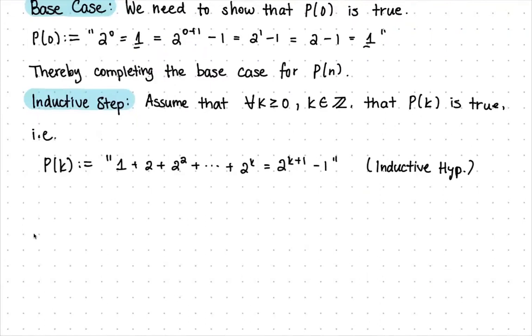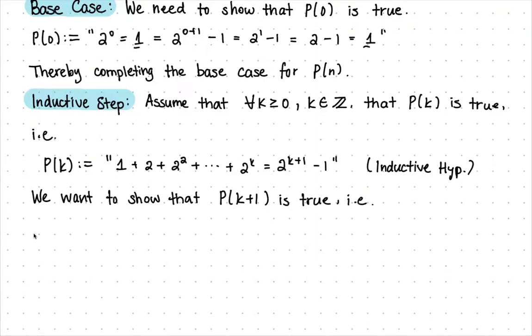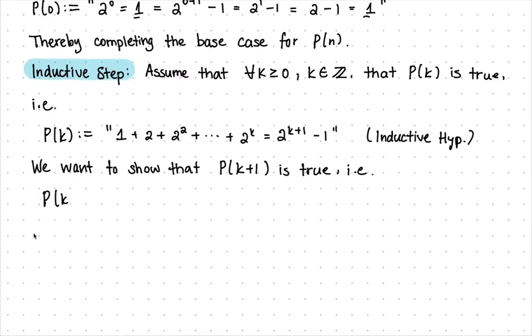So now we want to show that P of k plus 1 is true. So what does that mean? For k plus 1, this is 1, 2, 2 squared, and so on until 2 to the k plus 1. This is equal to 2 to the k plus 1 plus 1 minus 1. So this is our goal.